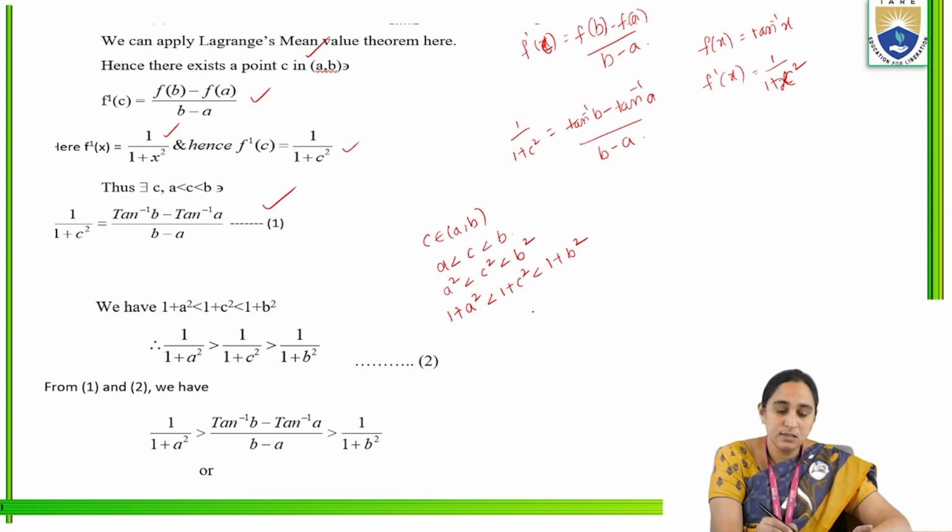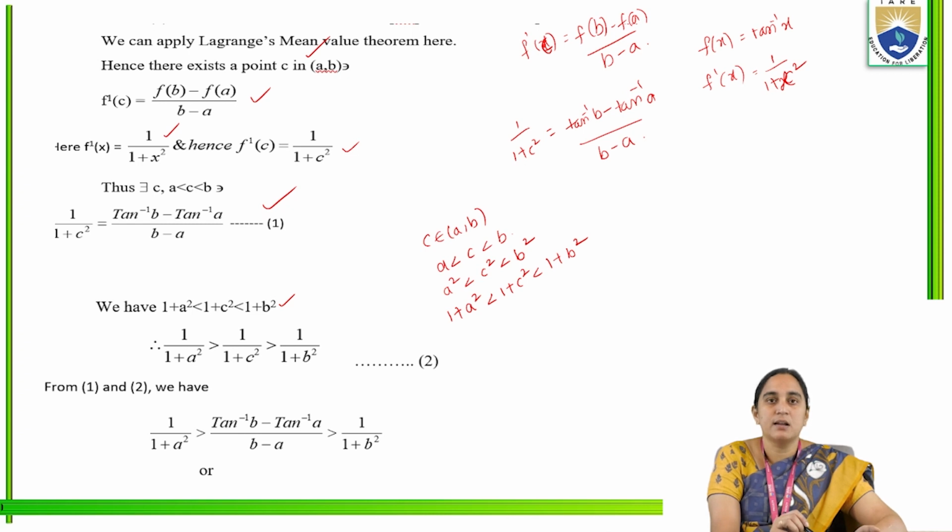Okay, then this is that. From that condition we get directly 1 plus a square less than 1 plus c square less than 1 plus b square. But I am taking the reciprocal. Why am I taking the reciprocal here? Observe the condition: there is 1 by 1 plus c square form. From that I am taking the reciprocal, that is 1 by 1 plus a square, 1 by 1 plus c square and 1 by 1 plus b square. If you take the reciprocal, then less than will become greater than. Therefore 1 by 1 plus a square greater than 1 by 1 plus c square greater than 1 by 1 plus b square.